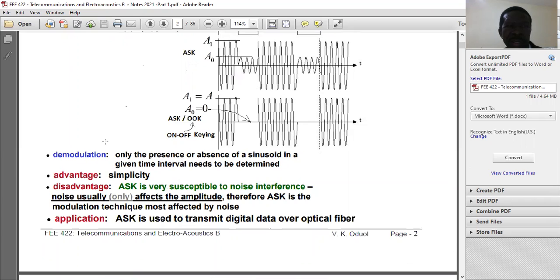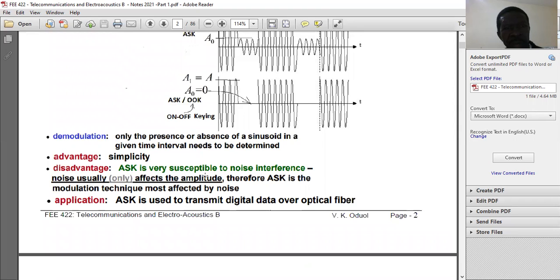For this amplitude shift key, if you have the on-off variety, where either you have a burst of a carrier and then no signal, a burst of a carrier, no signal, it's very easy to demodulate, because all you look for is the absence or presence of a carrier. It's very simple. The disadvantage is that it's susceptible to noise interference. Noise usually affects only the amplitude. Therefore, amplitude shift key in general is the one that is most affected by noise. This is applied in the transmission of data over optical fiber.